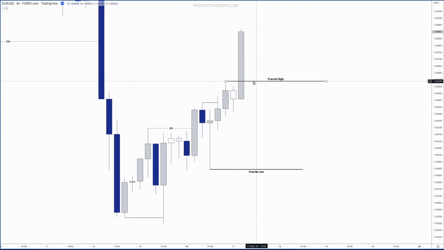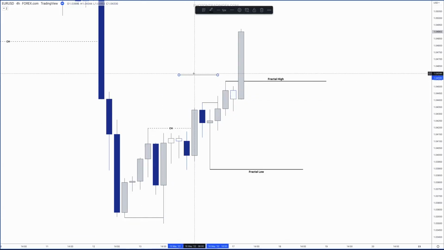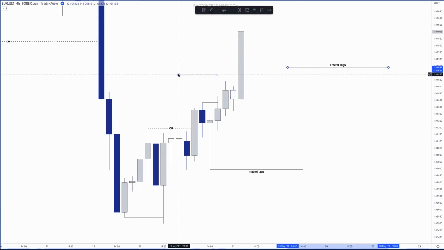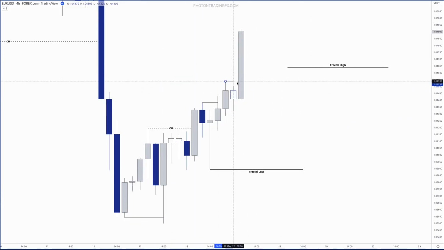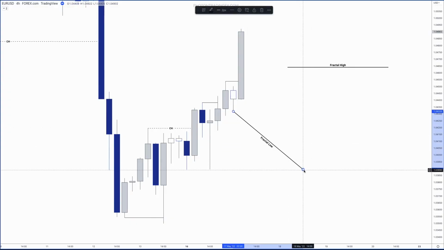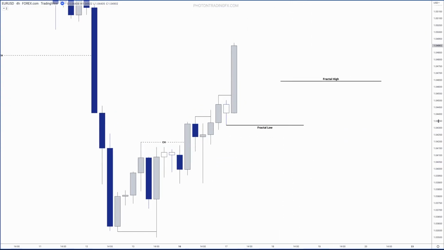Okay, so now we have a new fractal high. So again, we can use this, move this out of the way. There's our fractal continuation. Now, where is our new fractal low? It's the last candle to fail to break the previous candle's high, which would be this inside bar, right? So now we adjust it to here, right? And that's the fractal structure continuing.